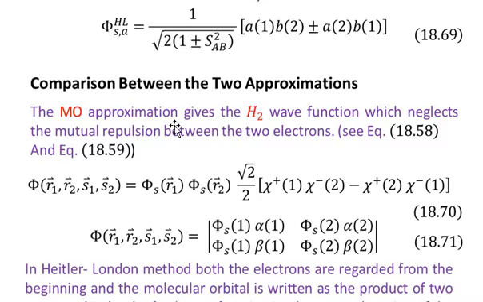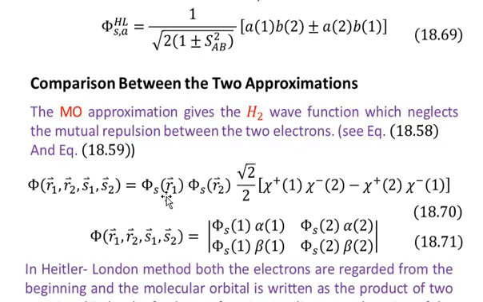The molecular orbital approximation gives an H2 wave function which neglects the mutual repulsion between the two electrons. So you see that this was one of the drawbacks of the molecular orbital approximation, that we are writing a wave function for the hydrogen molecule, but at the same time we are neglecting the mutual repulsion between the two electrons. And this has been explained in equation numbers 18.58 and 18.59.